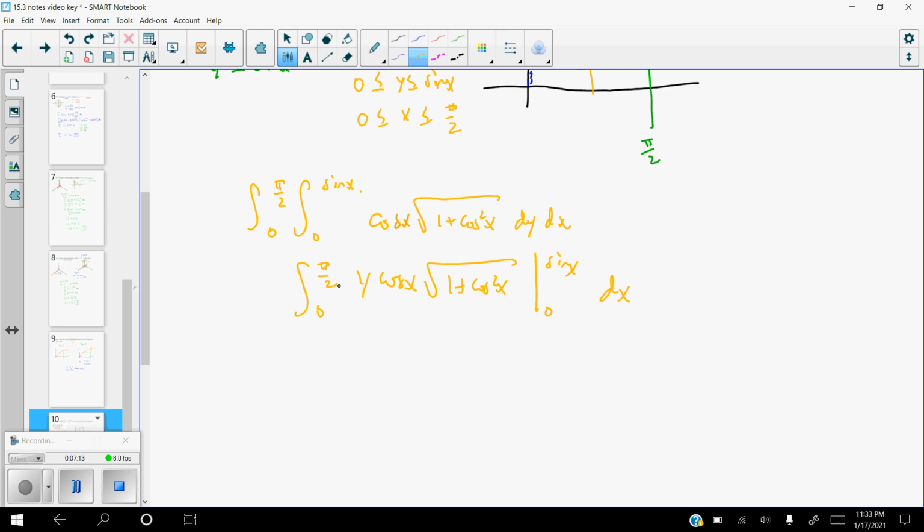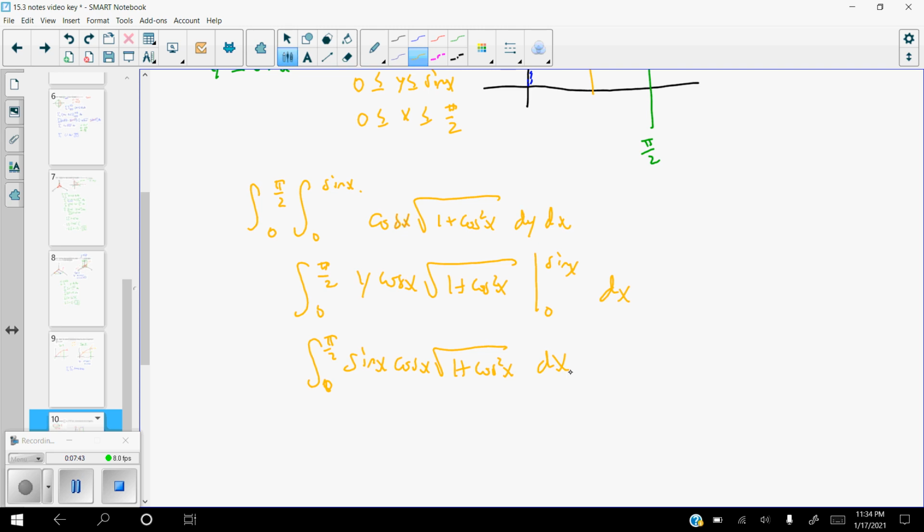So plugging in the sine of x, I'm going to get sine of x cosine of x square root of 1 plus cosine squared of x. Plugging in 0 fortunately gets rid of all the rest of it, so that's really nice. Integral from 0 to pi halves dx. So I'm definitely thinking we're going to have to do some substitutions here.